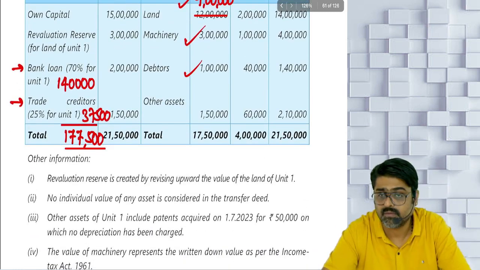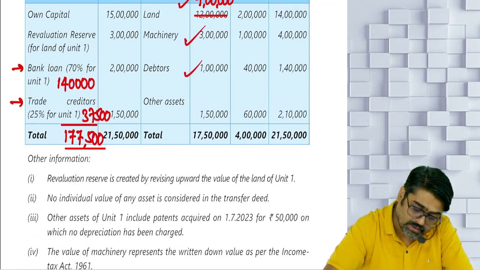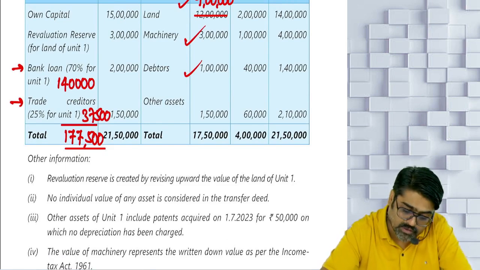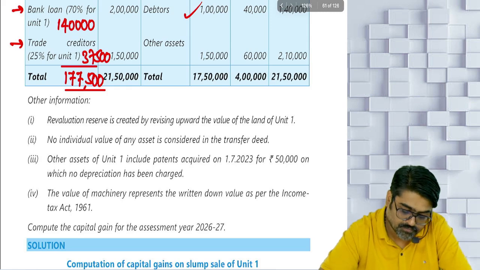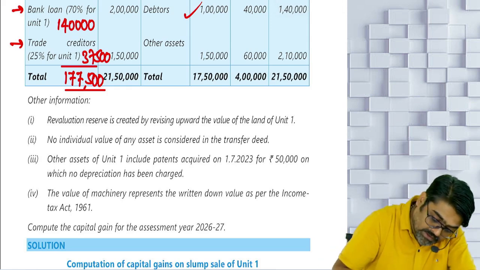We'll take the full value of debtors, book value only. Now can you see other assets? Other assets, how much? Now information number 3. Okay, now see information number 4 also.